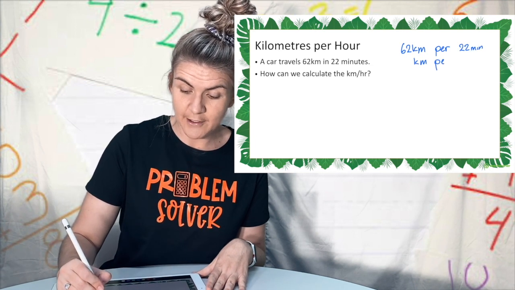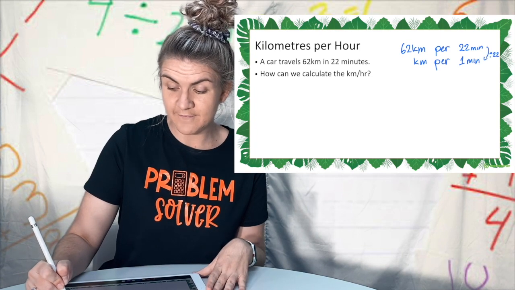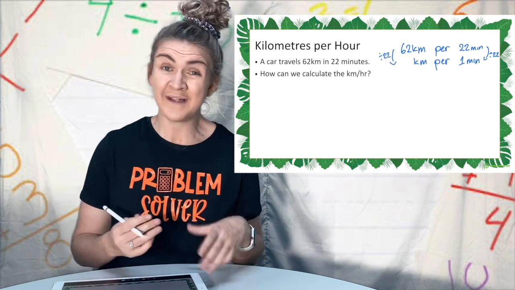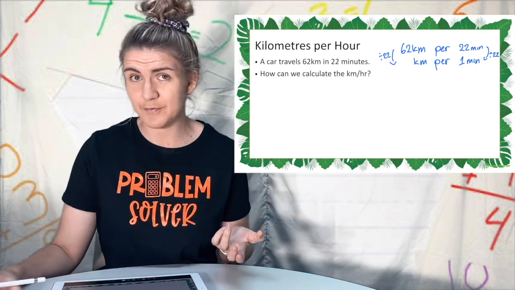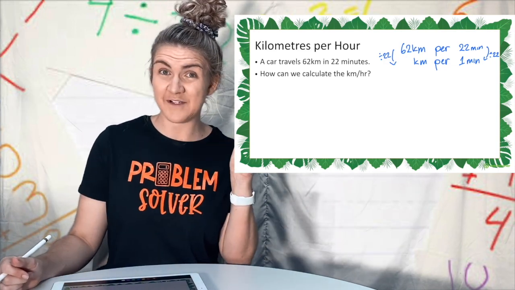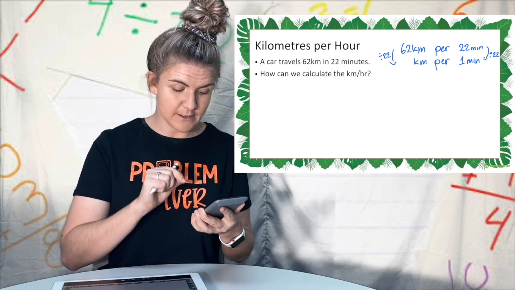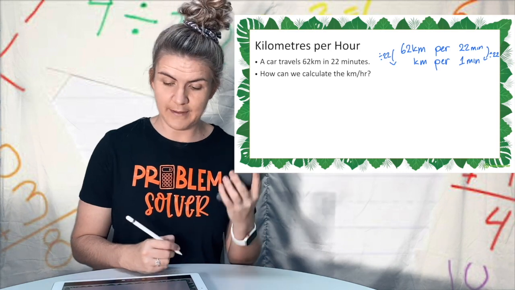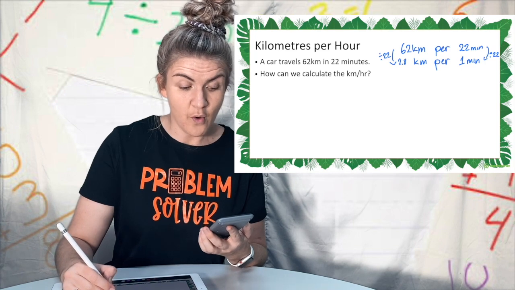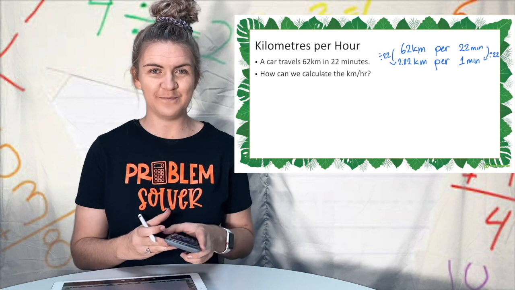And I say to myself, how do I get from kilometers per 1 minute? Now, of course, I'm going to divide by 22 to get down to the 1, and I have to do it on both sides. Now, 62 divided by 22 is not a pretty sum. And sometimes when we're doing things in real life, it's not going to be that easy. That's why we use our trusty calculator. And I'm doing 62 divided by 22. And I'm going to round to 2 decimal places. So that's 2.818. So the third number makes it round up, 2.82.